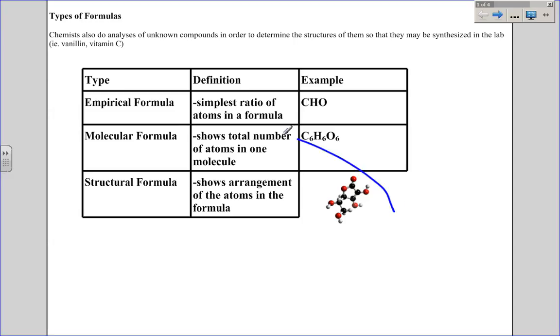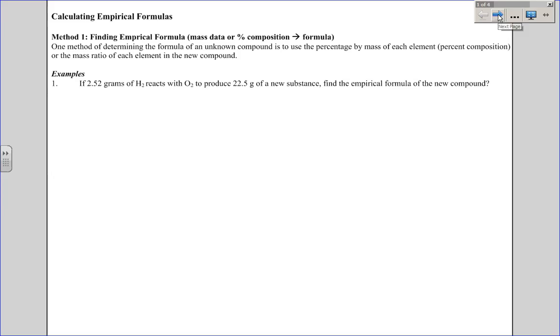What we're going to look at now is how we can determine the empirical formula of a compound. The method that we're going to use in this lesson is to use mass data from experiments or a percentage composition, the same type of percentage composition that we were working with in the last lesson. We're going to take this information and determine the formula. Let's look at the examples.